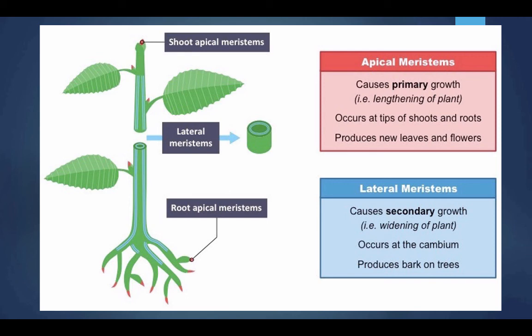So the apical meristems are the primary growth that you see. They're the lengthening, making it longer. And so you can see it's either at the shoots or the roots. And they will produce new leaves and flowers and make the plant taller. The lateral meristem is a secondary growth, and this helps to widen a plant. It occurs at the cambium, and it produces bark on a tree, just to let you know that's a perfect example of the two.